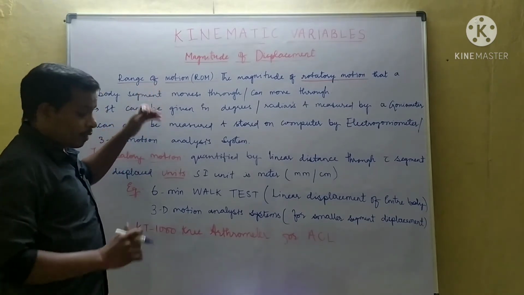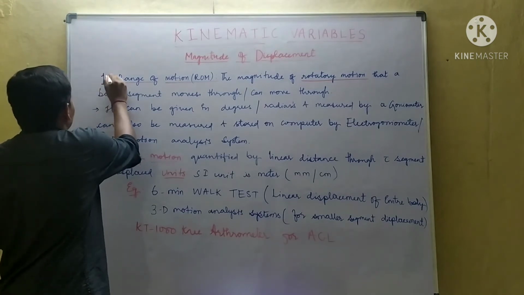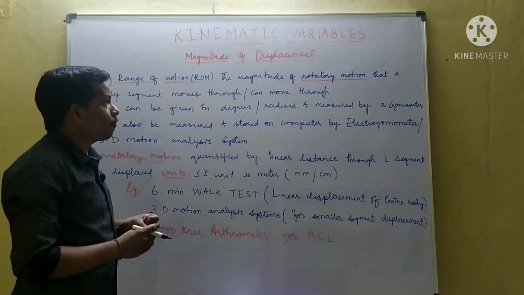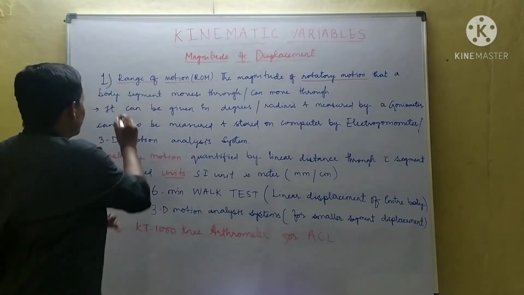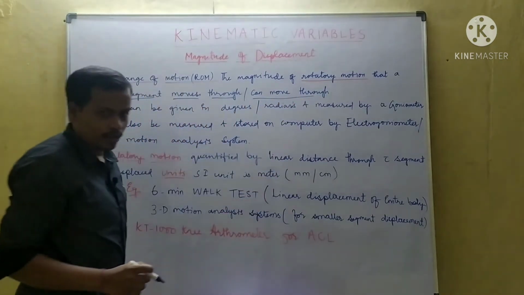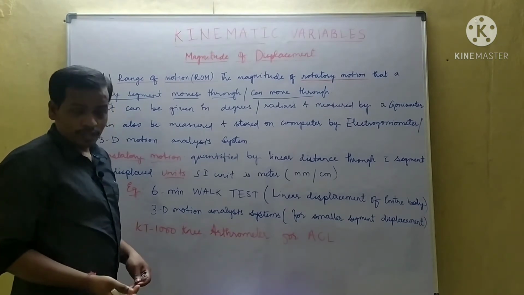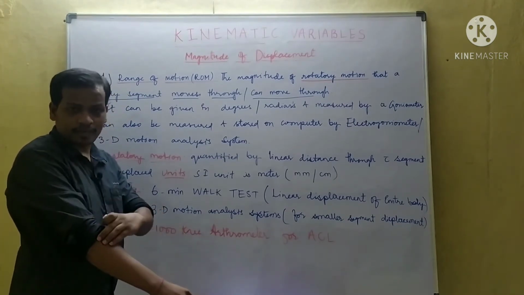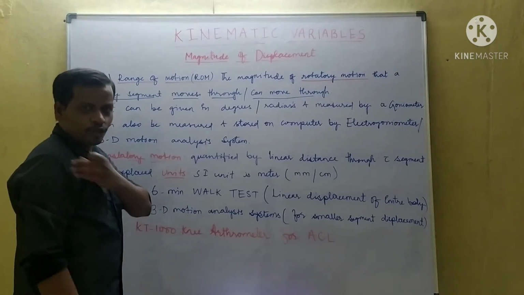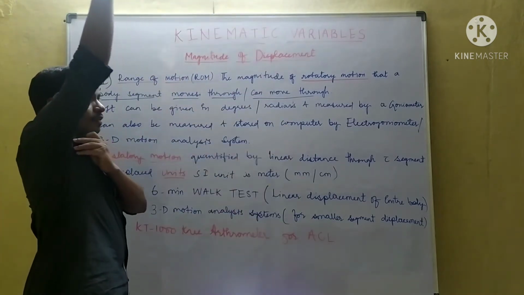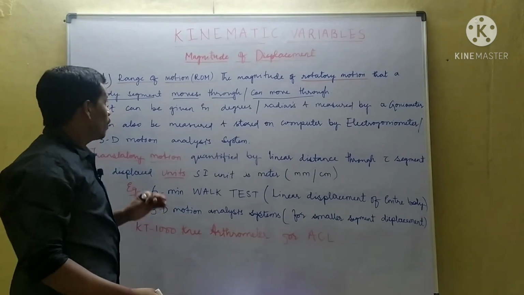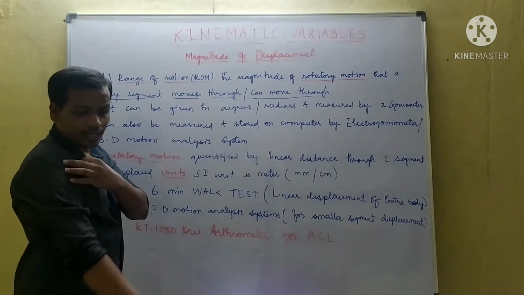Now first we need to know about the range of motion. What is range of motion? The magnitude or the amount of rotatory motion that a body segment moves through or can move through. What does this mean? If you take glenohumeral joint flexion, this is the amount of rotatory motion occurring, the flexion rotatory motion of a body segment which can move through.